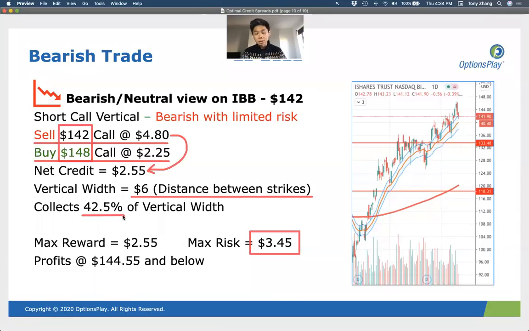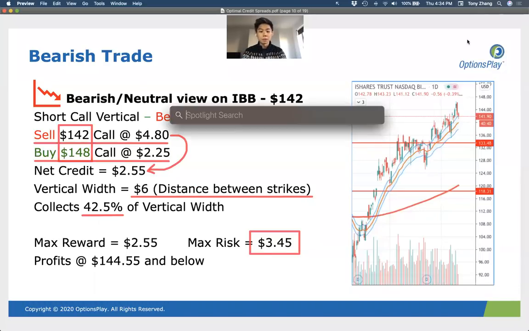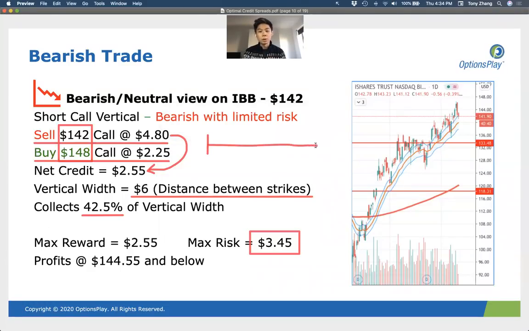Before we were collecting 36, 37%. Now we're collecting 42%. And this is really where it starts to get interesting, because when you're able to collect 42%, that means you're only risking 58% of the vertical width in order to take on this type of reward. So now your risk to reward, like before, was closer to 2 to 1. This one is much closer to 1 to 1. So you're looking at 42 to 58. Before, you were looking at about 37 to about 63 or so.